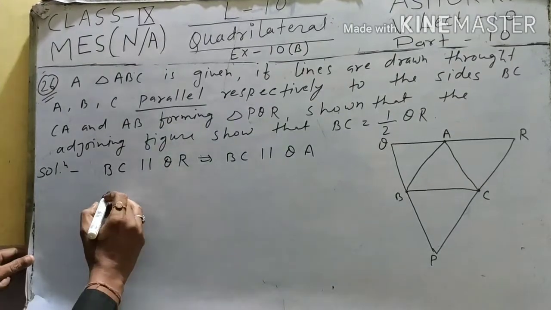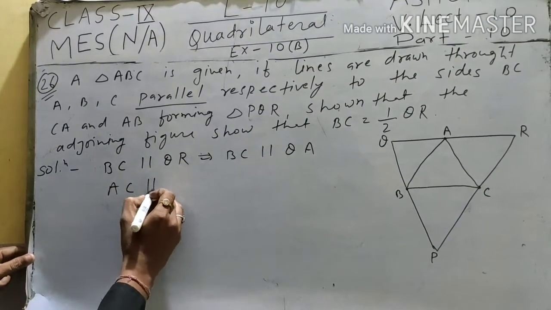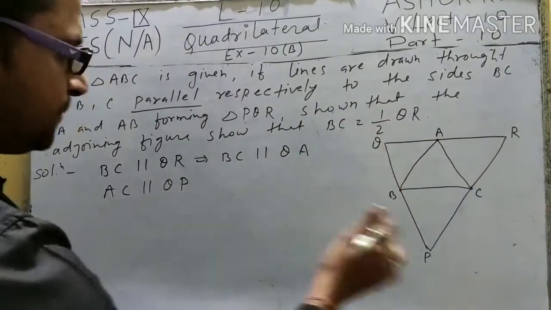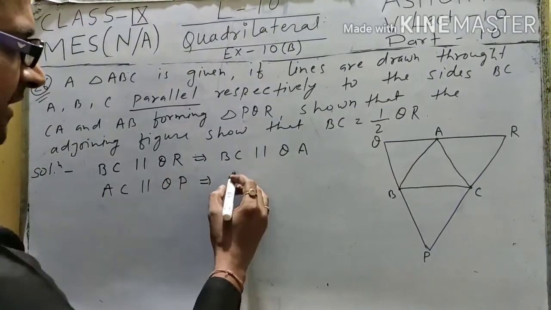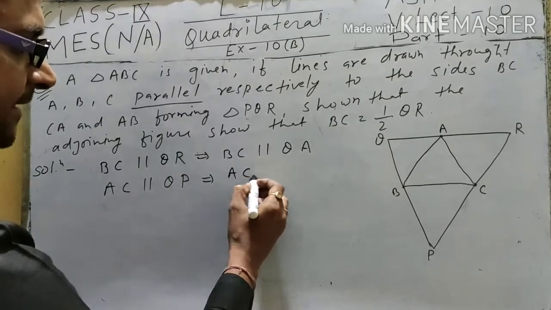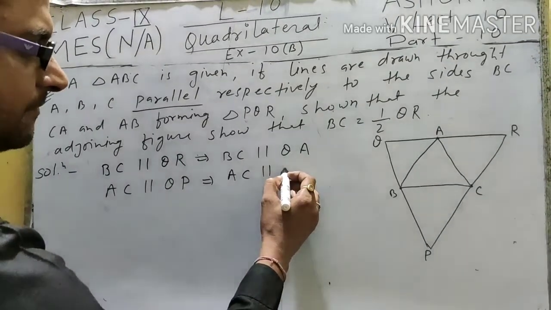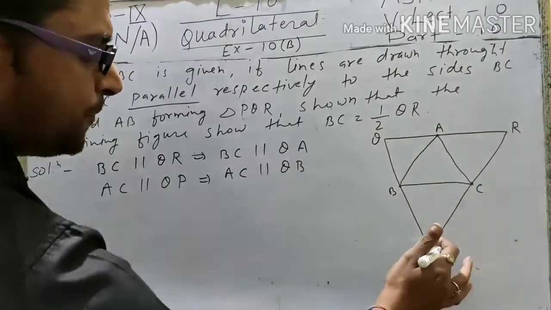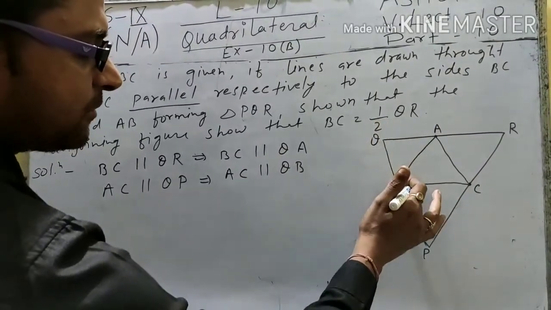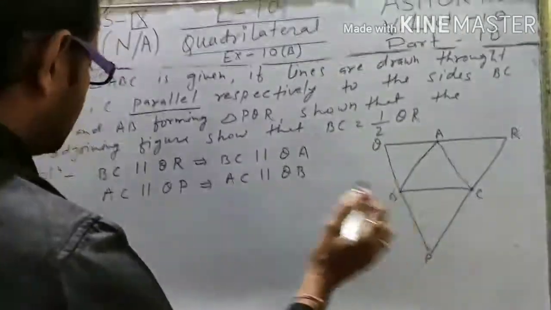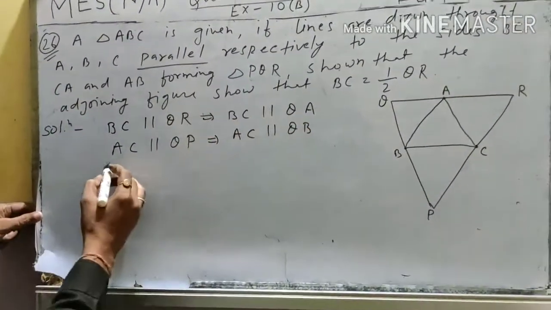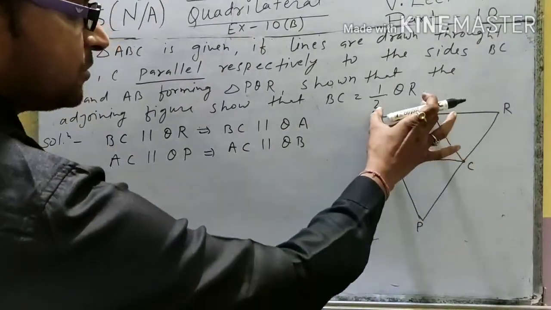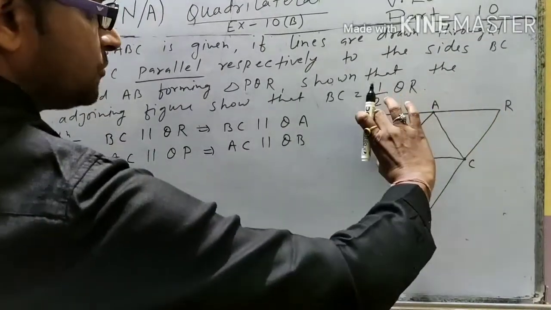In the second case, AC is parallel to QP. So according to this conclusion, we can say AC is parallel to QB, because AC is parallel to QP. Okay, student. So in these two cases, BC is parallel to QA and AC is parallel to QB.